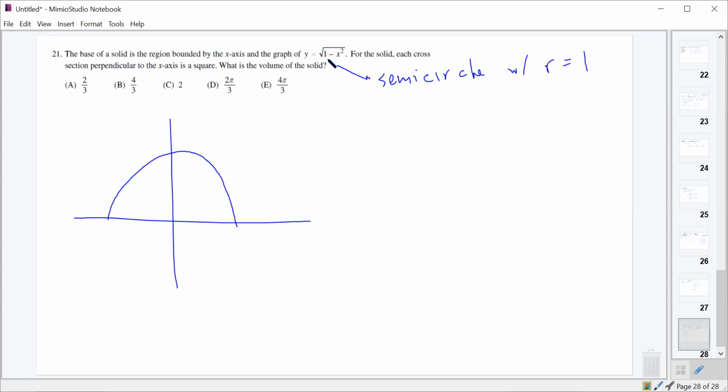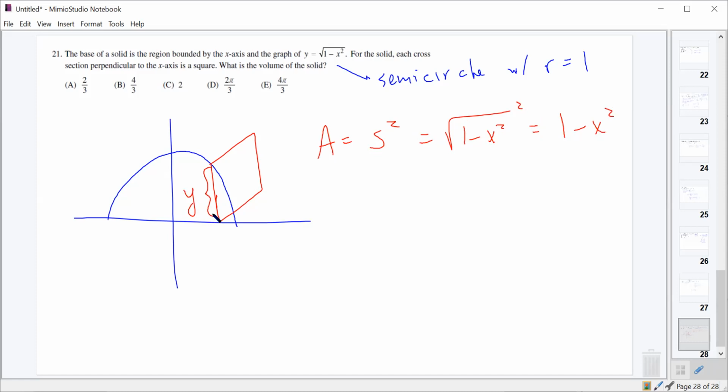So then we've got the cross sections perpendicular to the x-axis are squares. And so we are looking for the volume, which means we need to find the area of this cross section, which ought to be the side length squared. And the side length is just whatever the height of the function is. So the side length is square root of 1 minus x squared. So when we square it, we ought to just get 1 minus x squared. Then the thickness of this is infinitesimally small in the x direction.